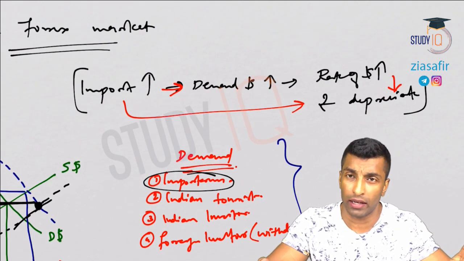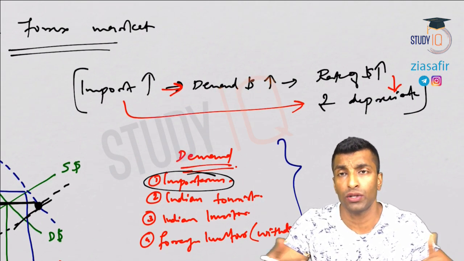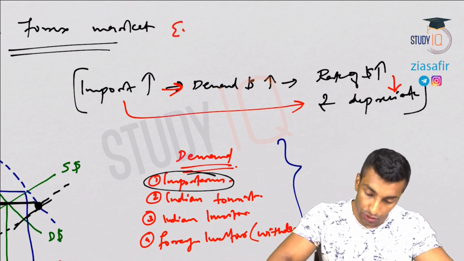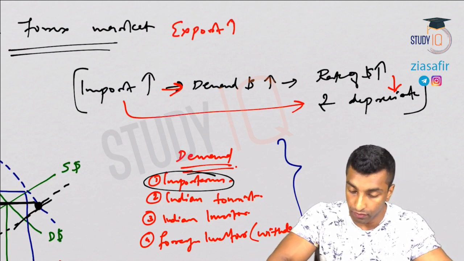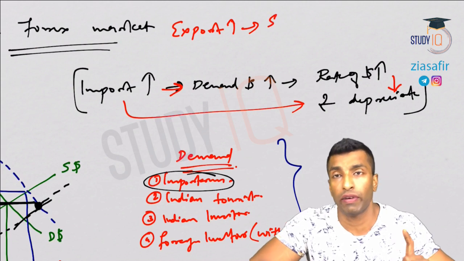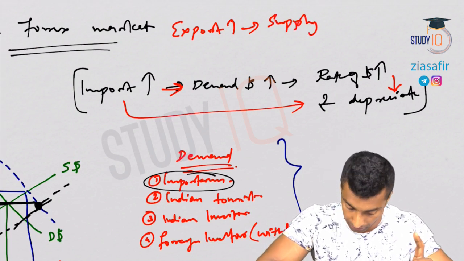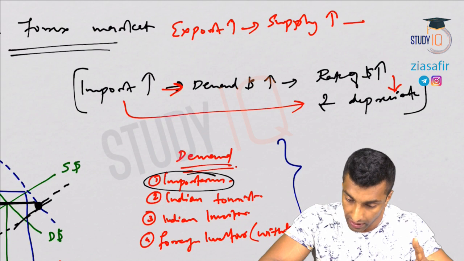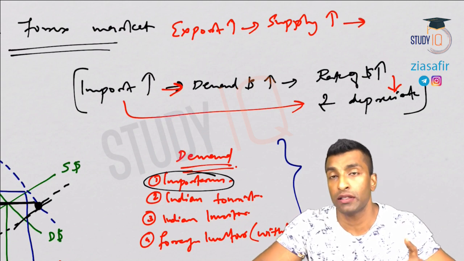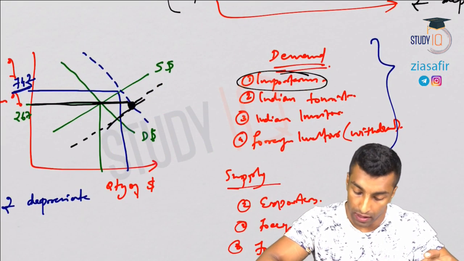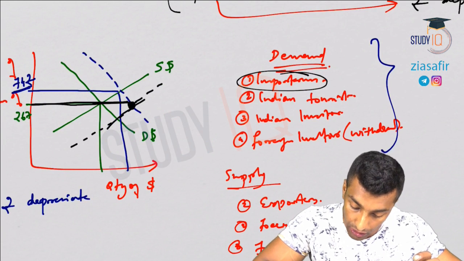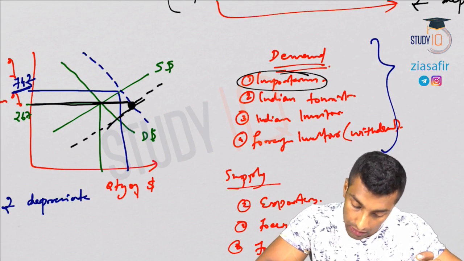Rather, if you're taking the import decrease case, you can talk about export increase. So more export increase, what will happen? Supply of dollar increases. Supply of dollar increases means the supply curve shifts rightward. Okay, so as I have shown here, this is what is actually going to happen. Supply curve shifts rightward.